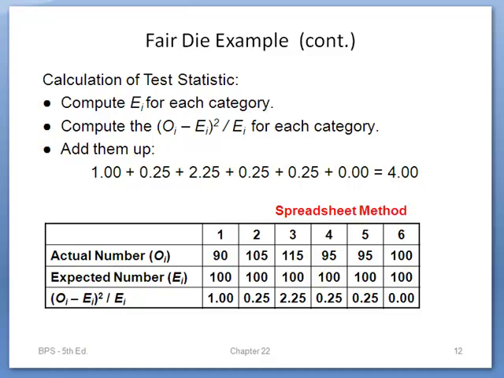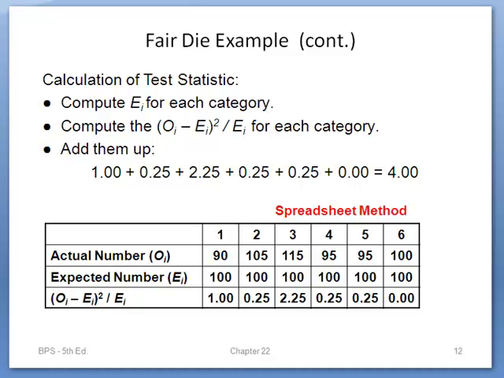So remember, we get our expected value as p times n. If n is 600 and p is 1 6, that means my expected value is 100. And it would be 100 for each of the 6 different categories. So my actual numbers were given. To find my test statistic, I need to get the quantity: the actual number minus the expected number, I square that value and divide by the expected number.